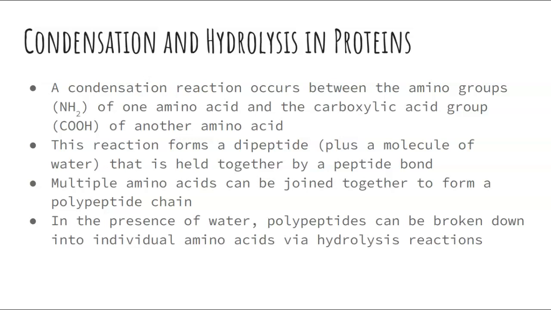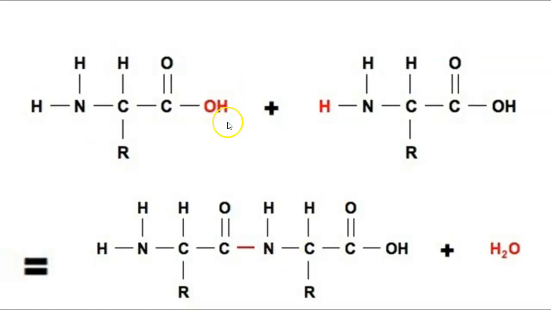None of this should be surprising, it's all the same, right? Condensation, you're building. So you're going to have water as a byproduct, and you're going to be forming from monomers to polymers. And then in the presence of water, you have a hydrolysis reaction where polypeptides are broken down back into their individual amino acids. So again, you see this dehydration synthesis or condensation reaction. You have two amino acids. As they join together, you have the OH of one and the H of another combining to release a water molecule, and now you're starting to create an amino acid chain.